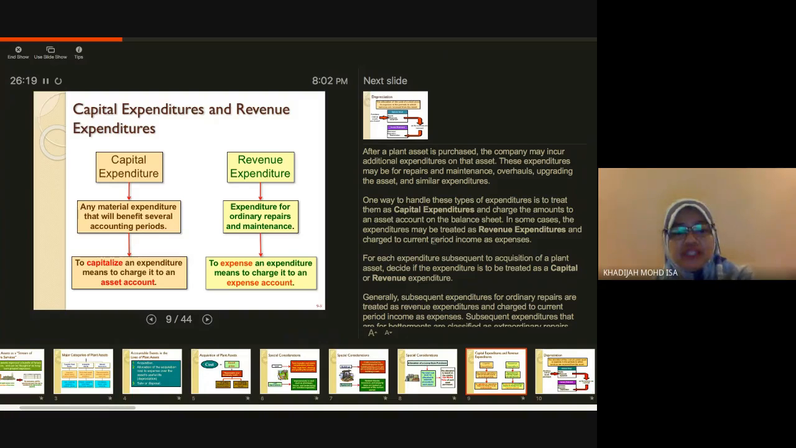But revenue expenditure, especially for repairs and maintenance of the asset, you're going to record that as an expense.